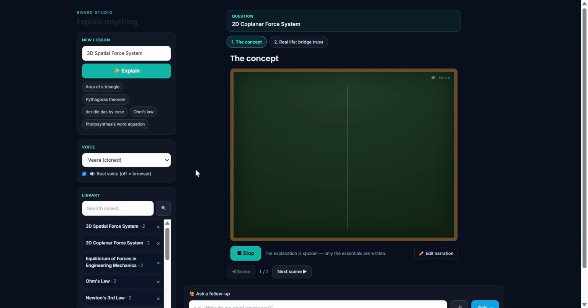A coplanar force system is a set of forces that all lie in the same flat plane. Each force has a magnitude and a direction described by its angle.